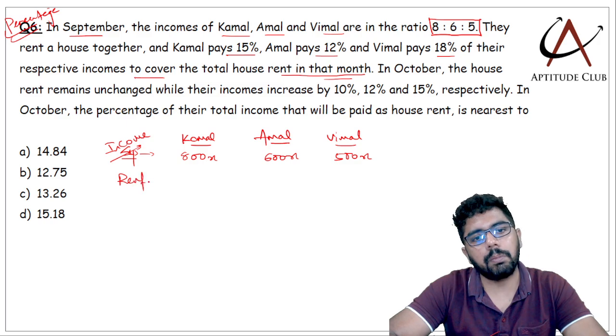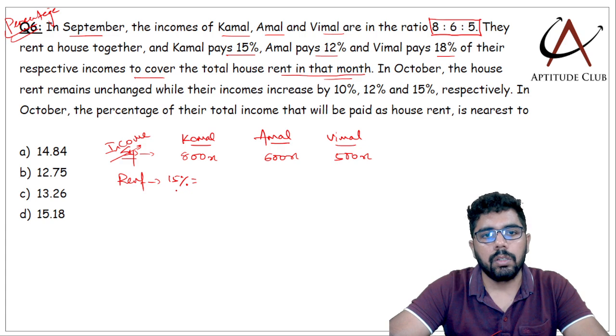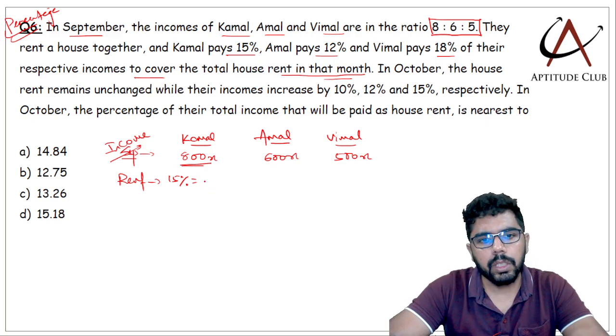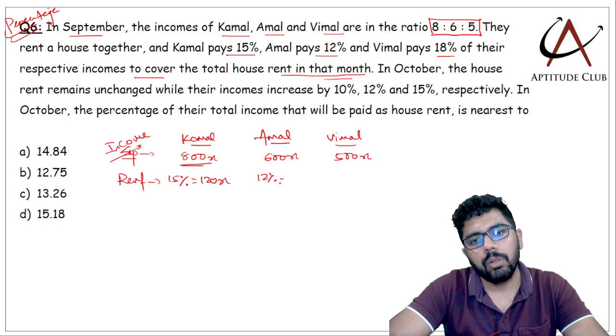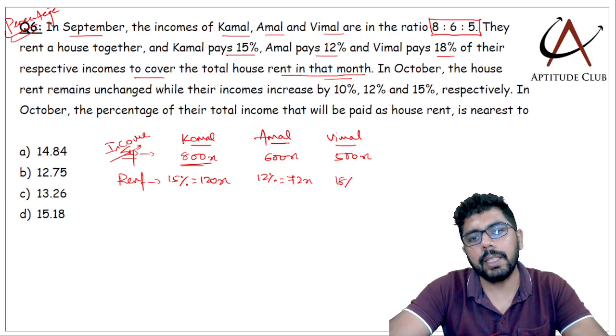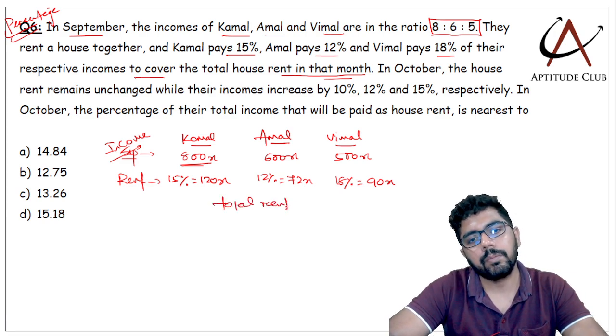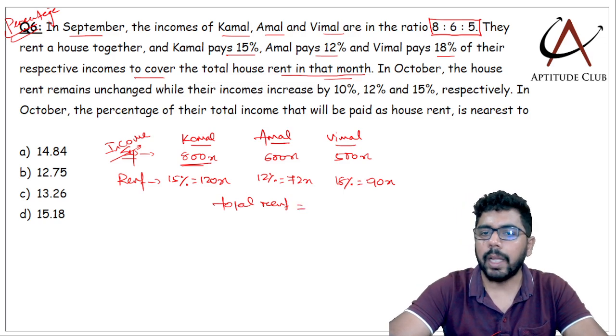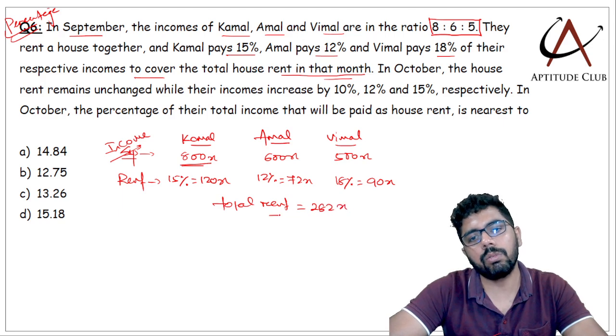So let's see the rent part. Kamal is paying 15%. So 15% of 800x: 10% is 80x, 5% is 40x, 15% is 120x. Amal pays 12%. 1% is 6x, 12% is 72x. And Bimal pays 18%, 1% is 5x, so 18% is 90x. So I get total rent as 120 plus 90, 210, plus 72, it is 282x. This is the total rent.